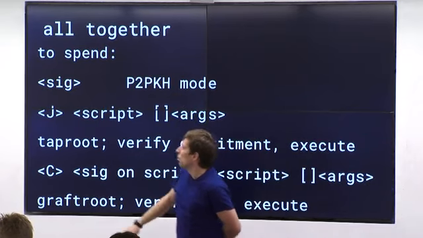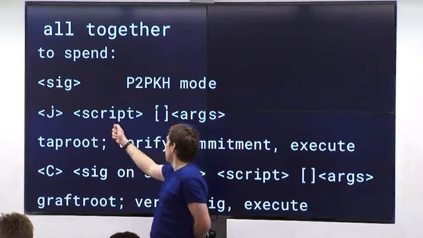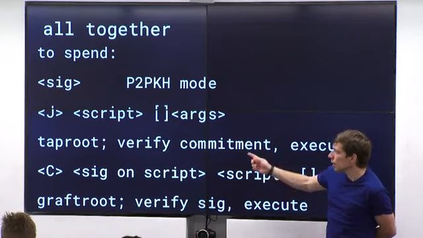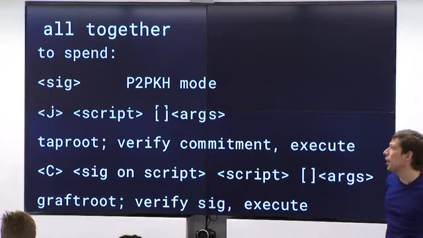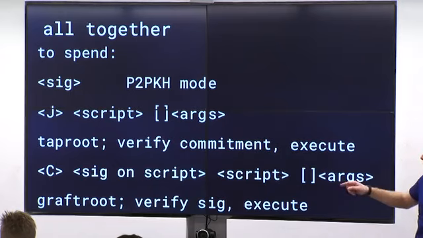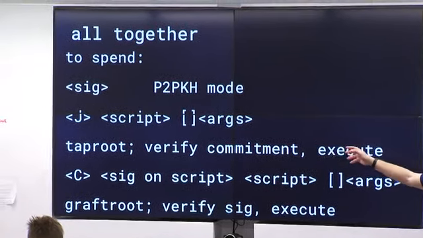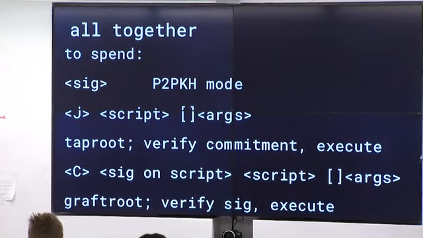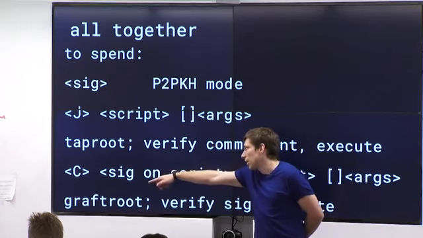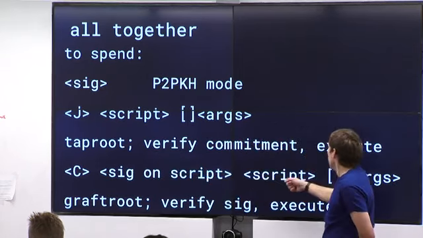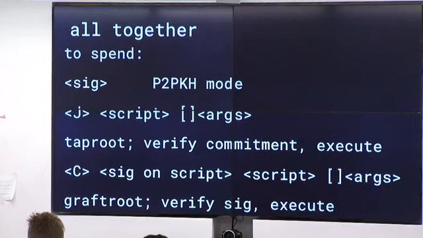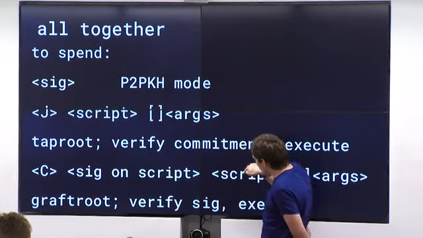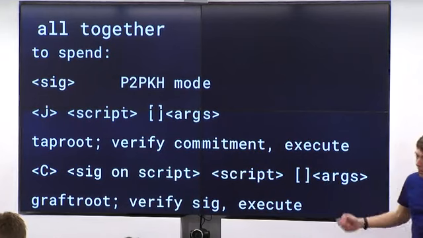Another thing I can do is provide a point J, a script, and a series of arguments for the script. And that's Taproot. I verify that J plus the hash of J and the script times G is equal to that pubkey, and then I execute that script. Another way to do it is if I've got C, which is also just a point, and a signature on the script, and then a script, and then a bunch of arguments. Then I say, oh, this is Graftroot. I'll verify this signature on this script, and then execute with these arguments.